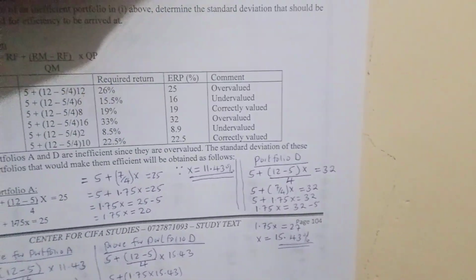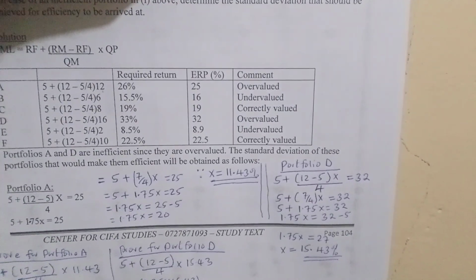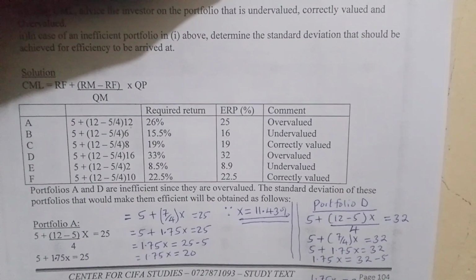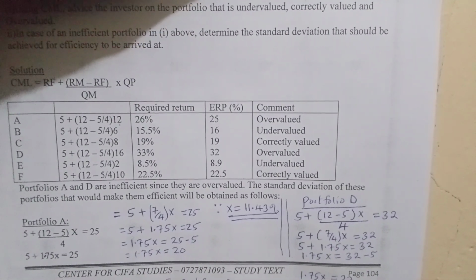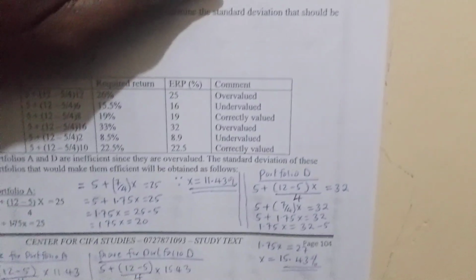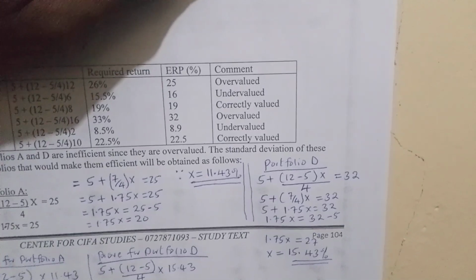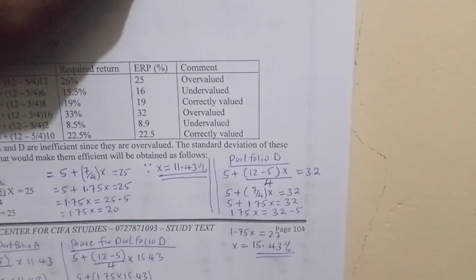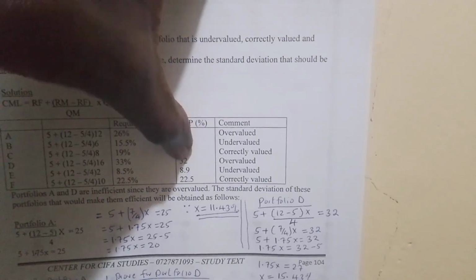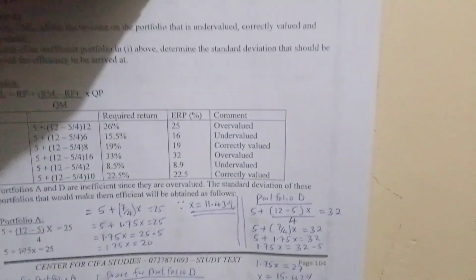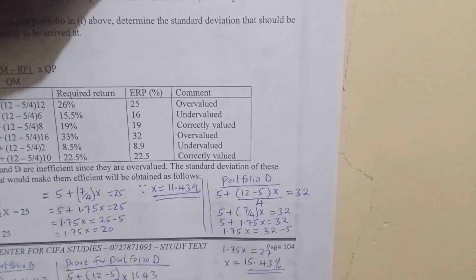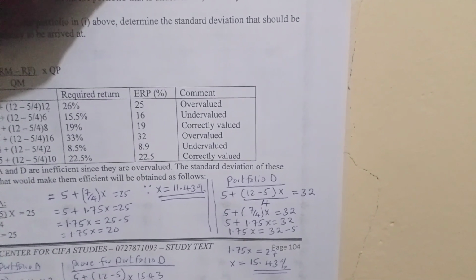The other is portfolio D. We do the same: 5 plus 12 minus 5 over 4. Instead of using 16, we use X. So here we use X instead of 16. Then we go on. 5 plus 7 over 4, X is equal to 32. You see, we have to equate it. We are equating with 32, the expected return.